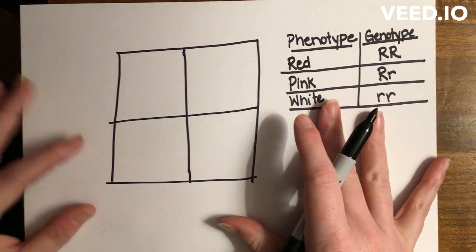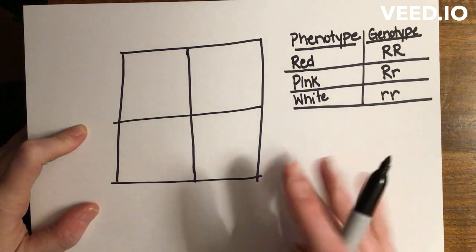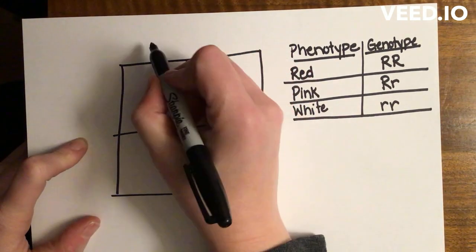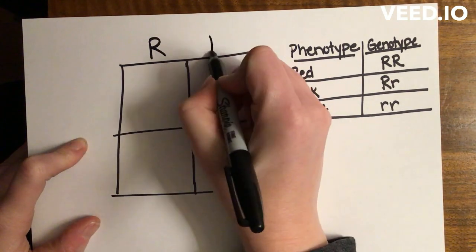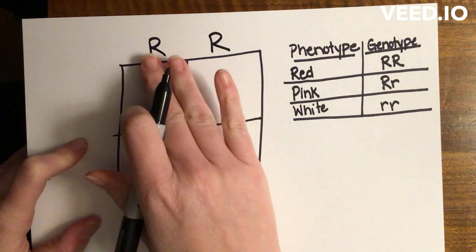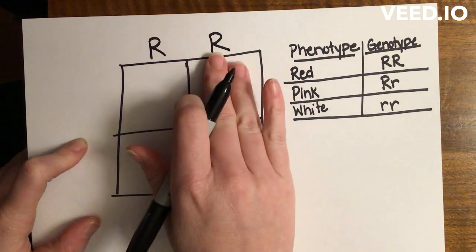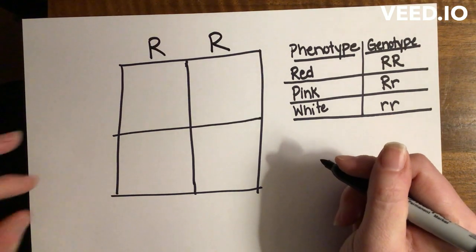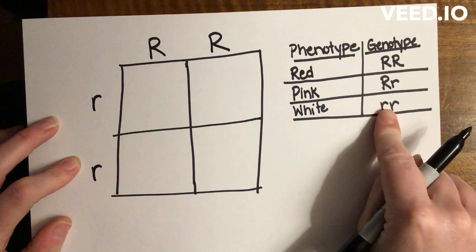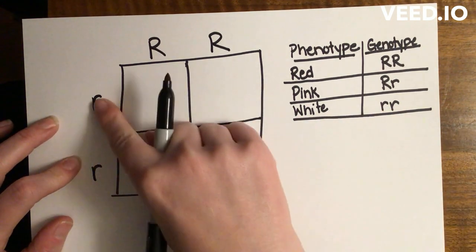Okay, so let's try one. The one in your notes is that you're crossing a red flower with a white flower. So I'm going to put the red flower across the top. Again, it doesn't matter. Just make sure you write each of the alleles. These are our alleles, and together they make a genotype. Each allele goes in one of the columns. And we're crossing that with a white flower. I know that my genotype for white, because I wrote it over here, is homozygous recessive, so I'm going to write it down the side.